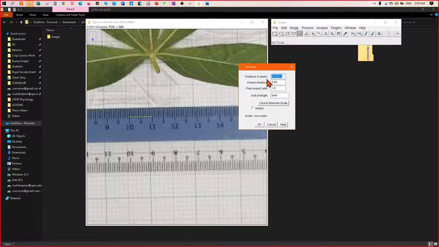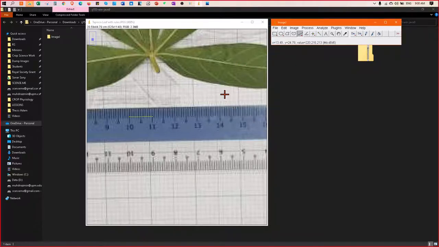So this is the information that we need. The distance here in pixels is equivalent to 25.5 pixels. The known distance, this is the one that you need to change. We know that this is 1 centimeter, so we enter 1 centimeter. The unit here, we change it to cm because that is the unit of your ruler. You can make it global if the rest of your images are the same, but I don't think it's going to be the same because you are using a different distance every time you take your pictures. So click OK.